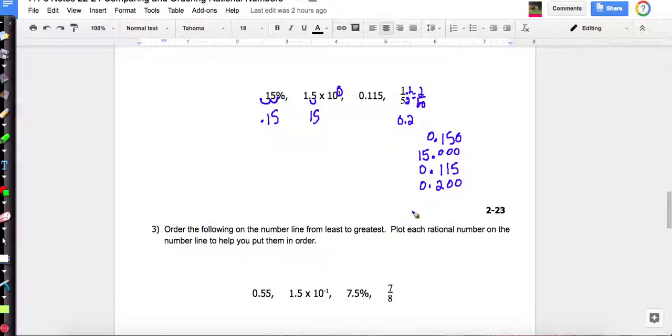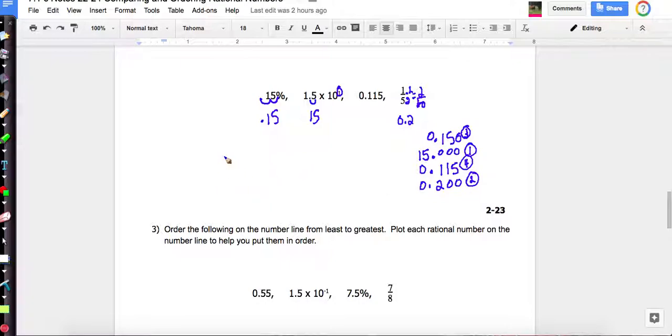And now I'm going greatest to least. So clearly the only one that has a number other than 0 is 15 whole. So that one goes first. Then I'm looking for the next greatest. 150 thousandths, 115, or 200? Good, 200. Then what would come next, 150 or 115? Good, 150, and then last is 115.